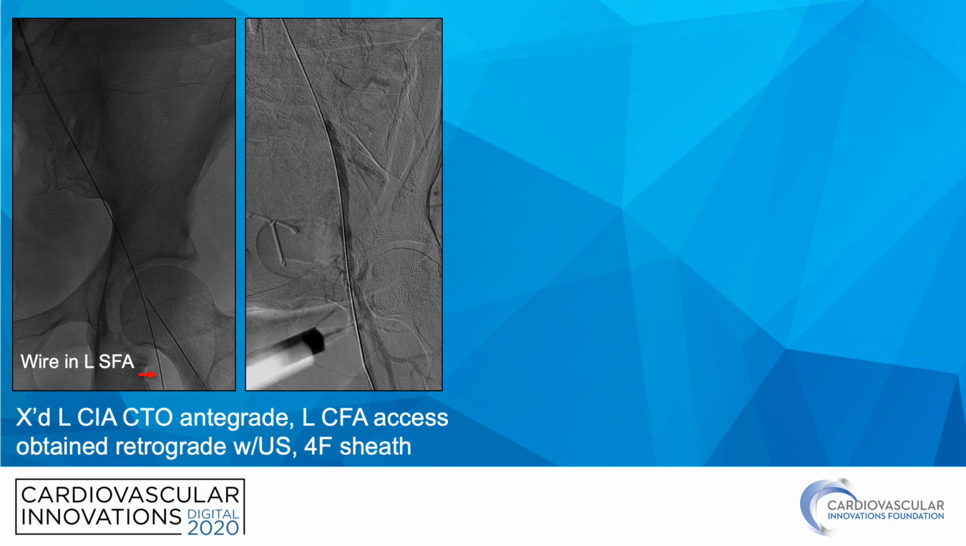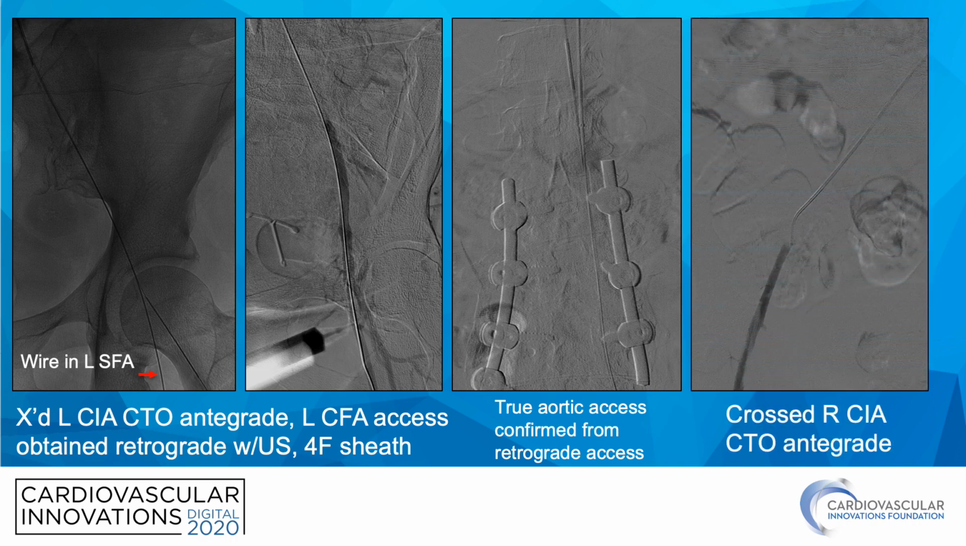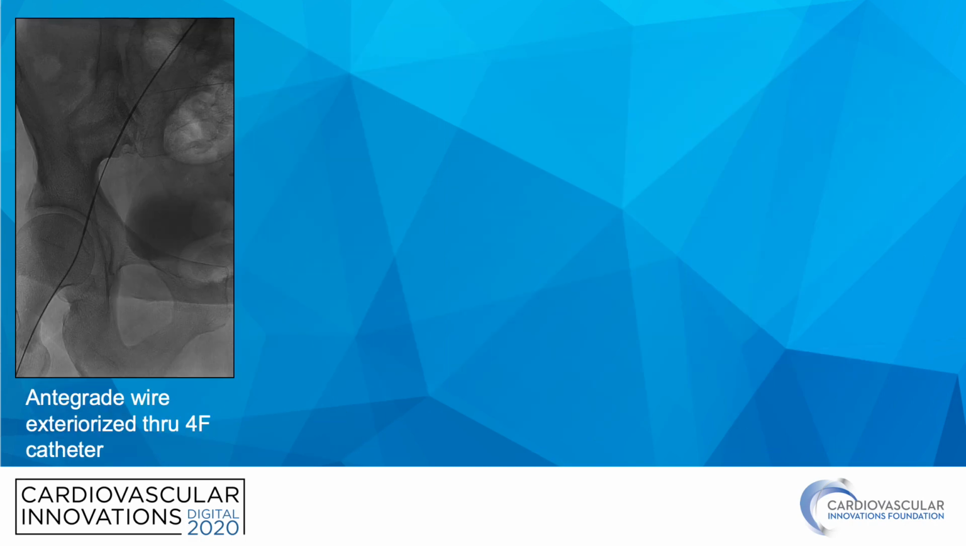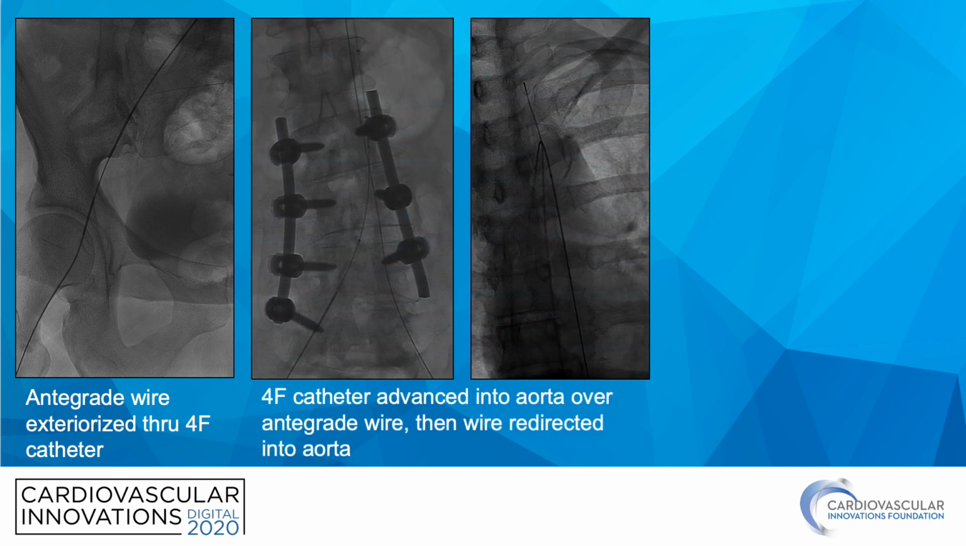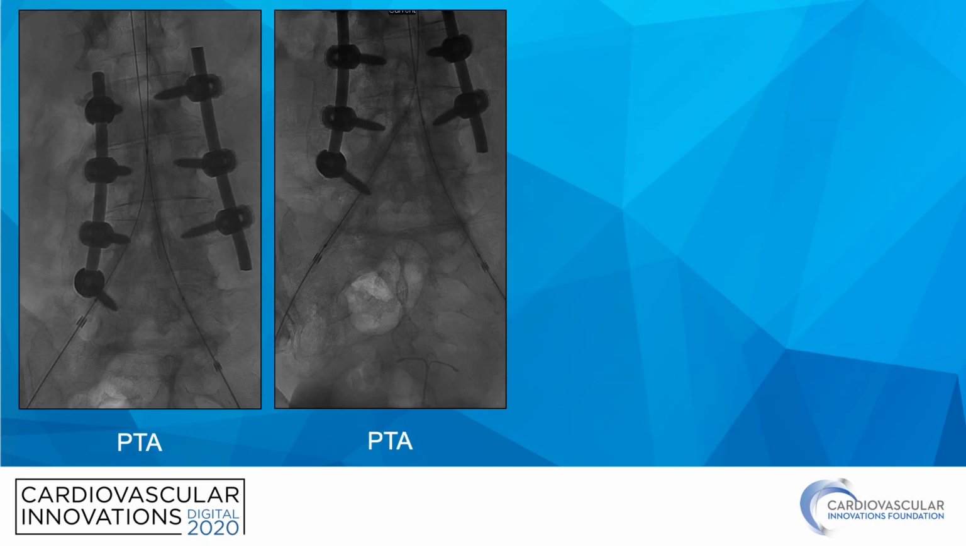In this particular case, we were able to then deliver a wire antegrade into the SFA, followed by placement of a short 4 French sheath in a retrograde access. We're able to obtain true lumen access in a retrograde fashion, then cross the right common iliac occlusion from the antegrade approach. That wire was successfully exteriorized through a 4 French diagnostic catheter, and then after obtaining bilateral access in the aorta, we proceeded with upsizing of our sheaths and predilation with 5mm balloons.